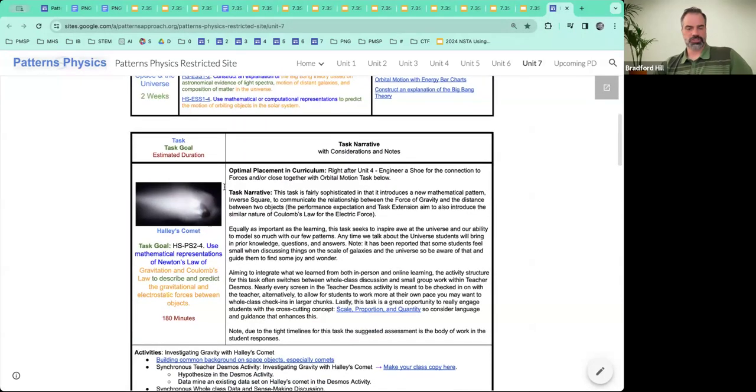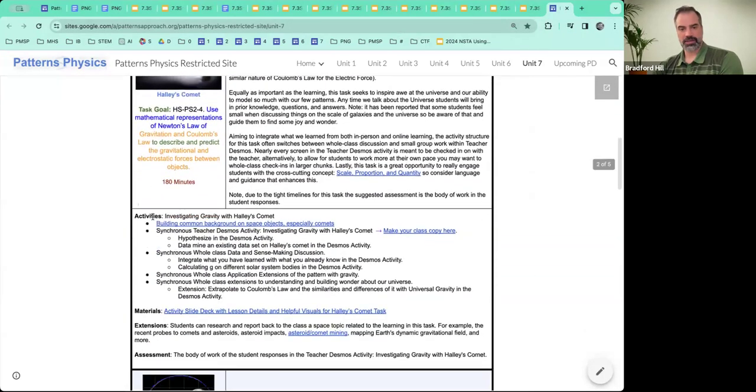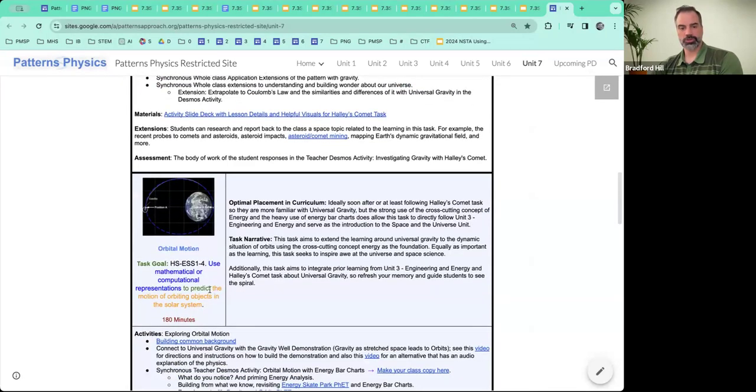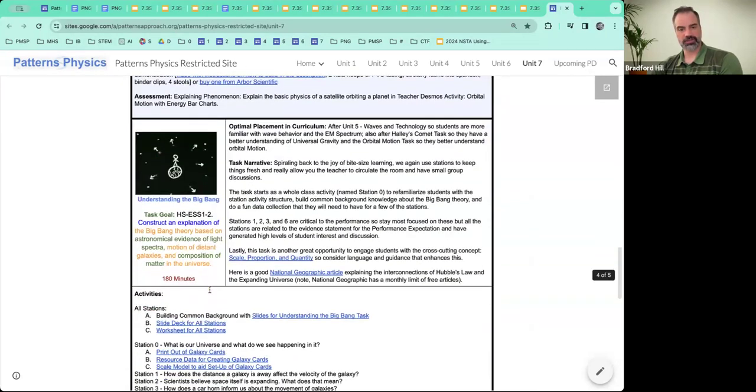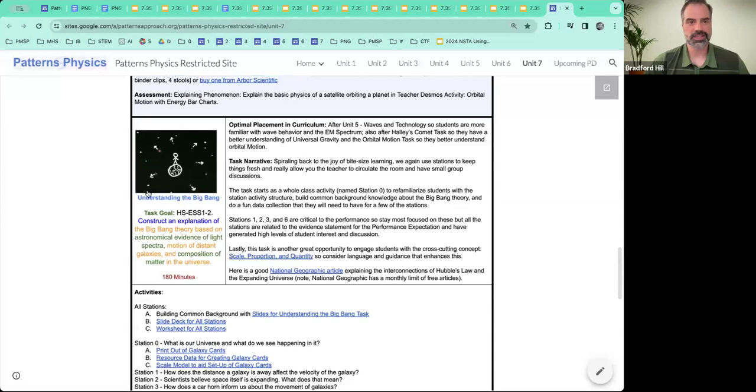All right, so just a quick review to bring you back. We had the Halley's comet task, the orbital motion task, and then really that construct an explanation of the Big Bang based on astronomical evidence of light spectra, motion of distant galaxies, and the composition of matter in the universe. That last one sounds like just another one, but it is sophisticated. You'll see why the stations were picked as they were.